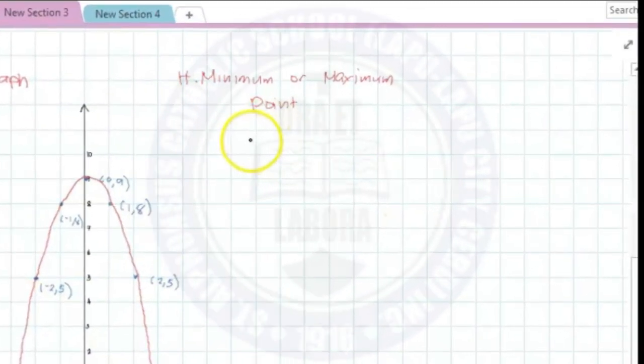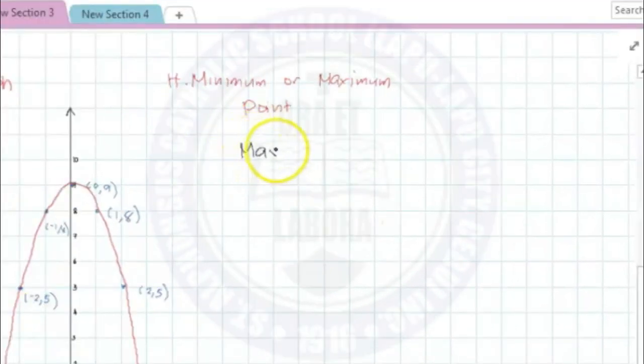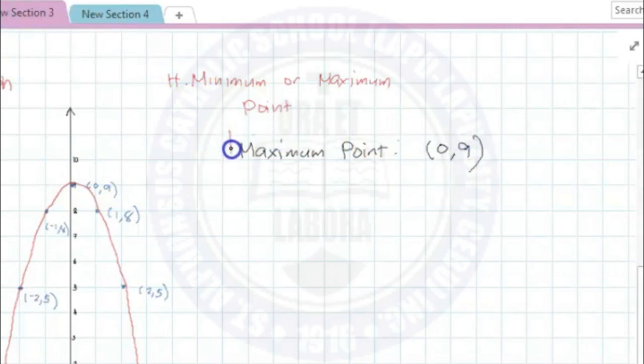Next, we could now identify our maximum point. Why maximum point only? Because since our parabola opens downward, there's no minimum point. So our maximum point is found on the highest peak. So here, the maximum point of our parabola is (0, 9). And box that final answer.